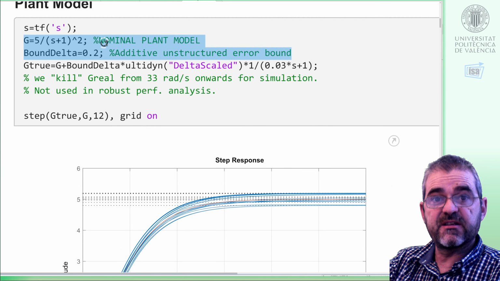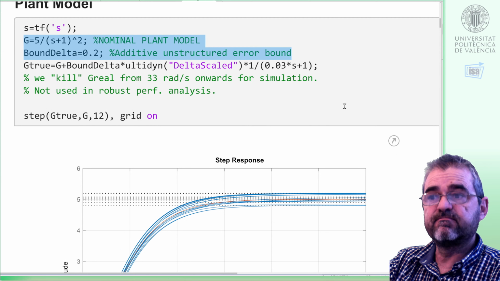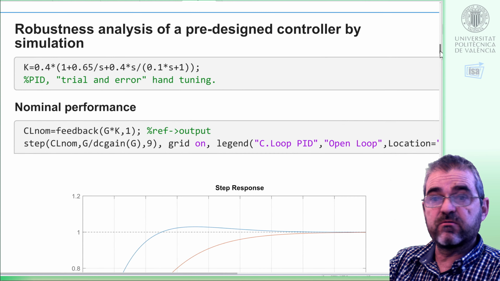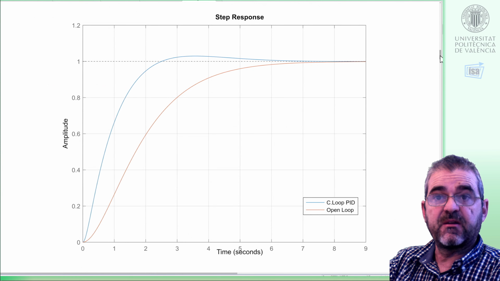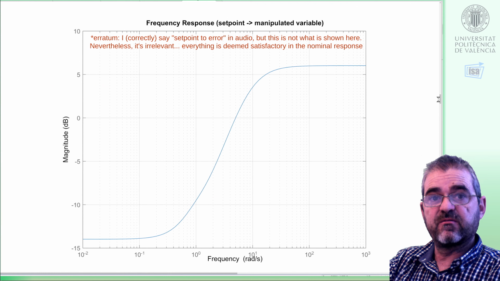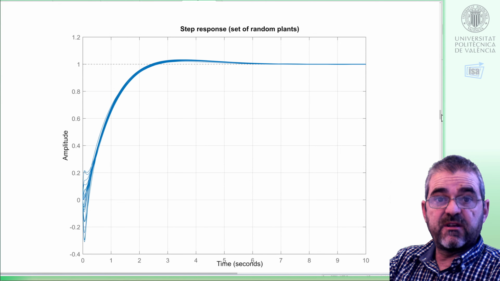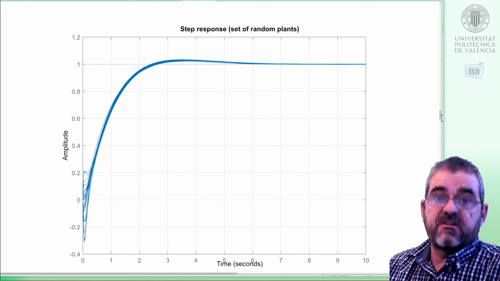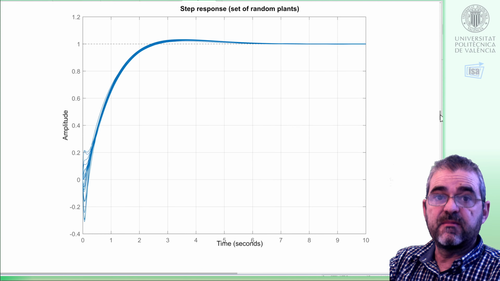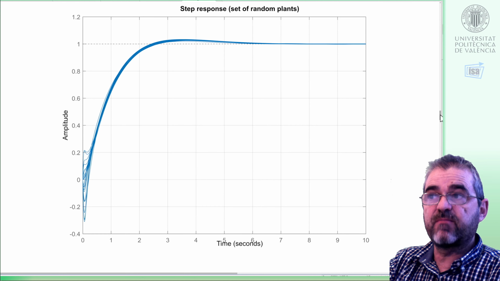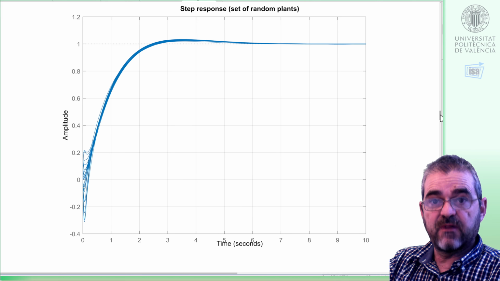We had this model and this additive uncertainty bound of 0.2. We had this hand-tuned PID for which we thought the nominal response to a reference step was a reasonable one. We also thought the frequency response from set point to error was reasonable, and we simulated random plants within the ball of uncertainty, and we decided that from a simulation point of view, this was reasonable. Our problem was to certify that this was not just a matter of good luck, so we wished to certify that there does not exist any other plant in the ball of uncertainty whose response would be rubbish.